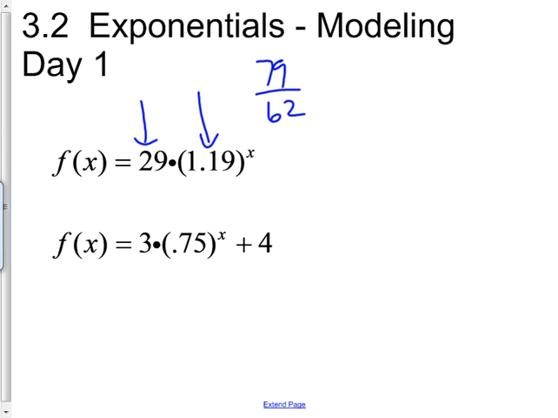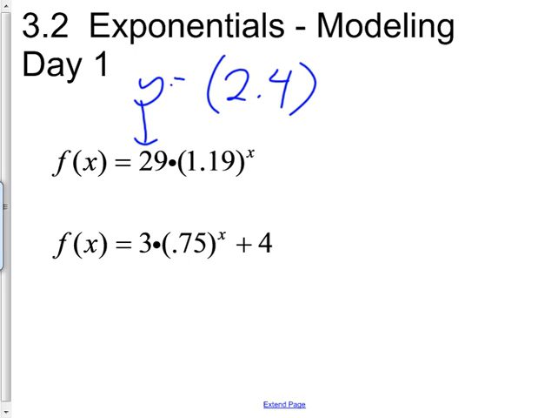What if this had been written as 79 over 62 in there? How the heck would you tell what percent growth that was? Well, you divide them on a calculator and you get the decimal. And what if the decimal comes out to like 2.4? So let's say it came out like this. Y equals 7 times 2.4 to the x.